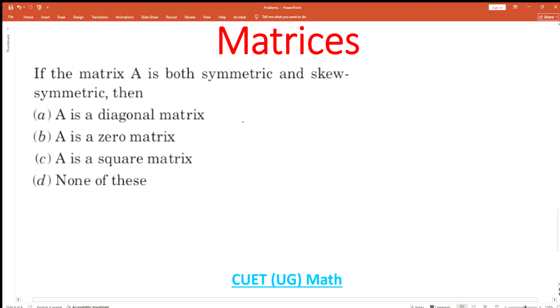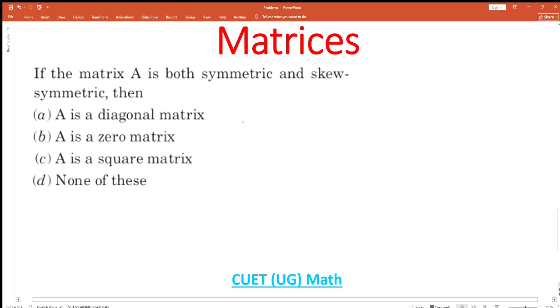In this video, we'll solve a matrix problem. As per the problem, if the matrix A is both symmetric and skew symmetric, then we are given four answer choices and we have to choose the correct answer choice.